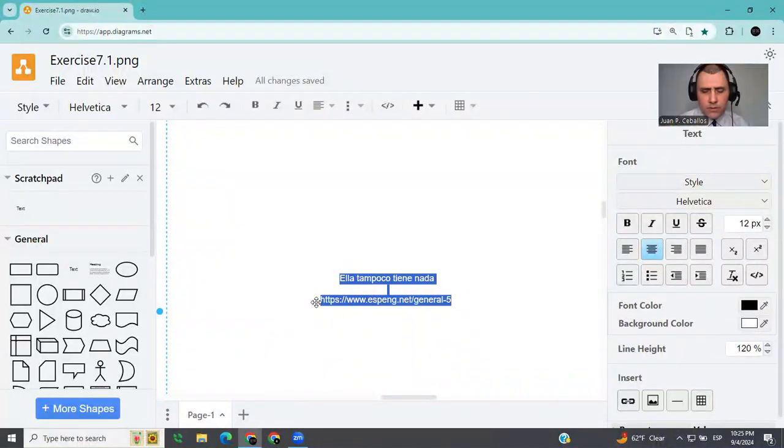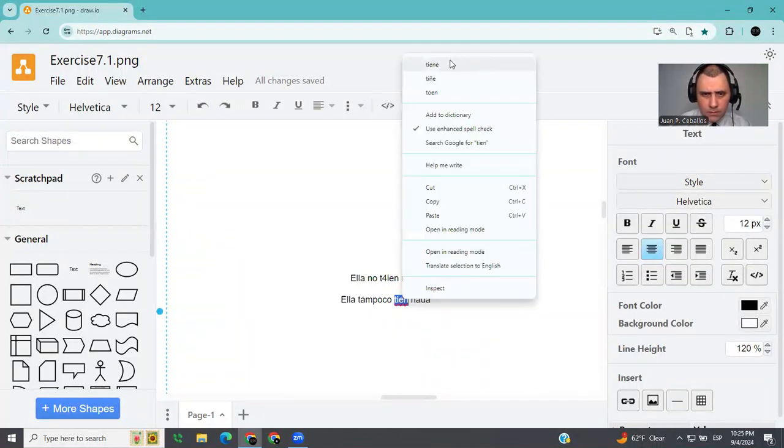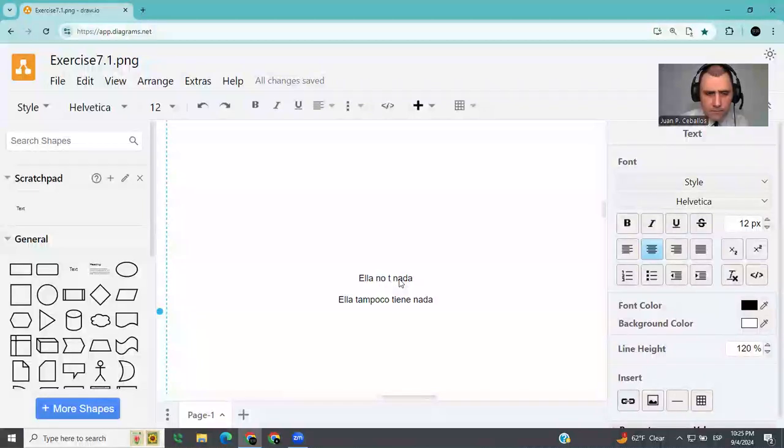So we have ella no tiene nada versus ella tampoco tiene nada. Ella no tiene nada. So this is what I'm talking about. This is the normal negative expression, and this one I'm combining two different negative expressions. Tampoco means neither.